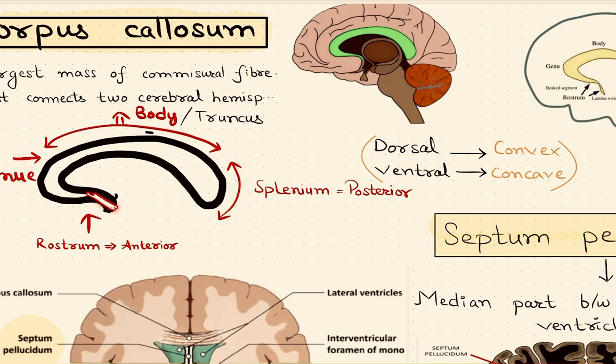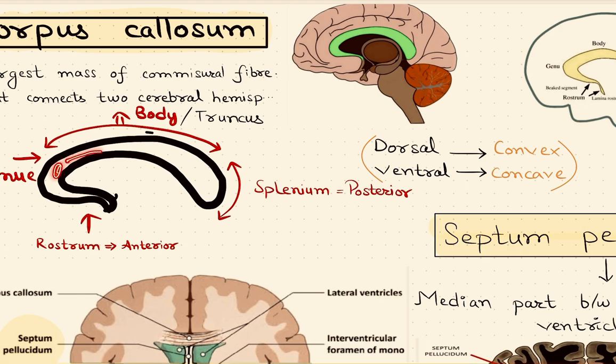So the end which bends towards the caudal end is known as rostrum. It is the anterior end, but it bends towards the tail, the caudal end. So it is the rostrum. And the area or region at which corpus callosum takes a bend towards the tail, that is known as genu.